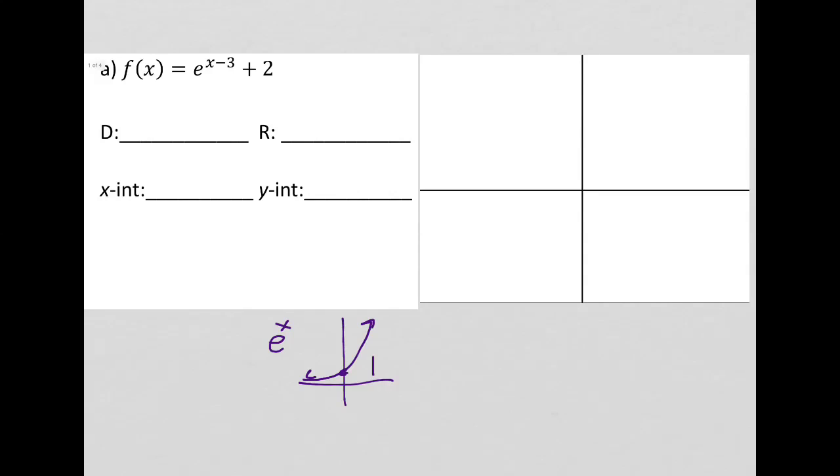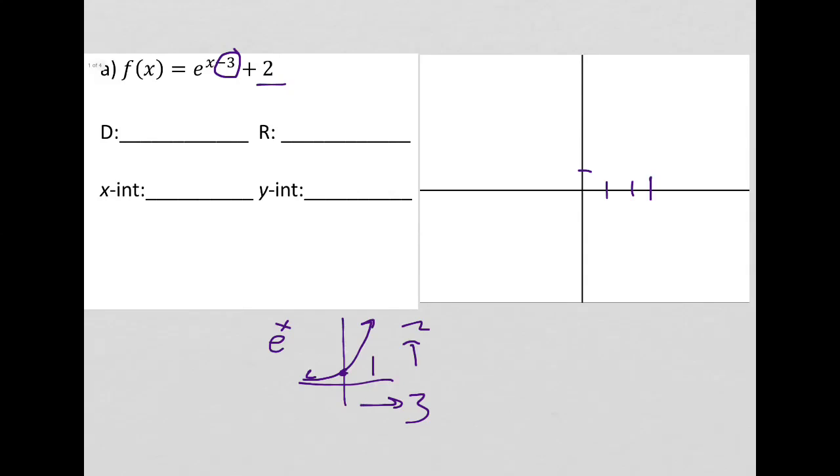So if you think of these transformations, that minus 3 right there in the exponent is going to shift my function to the right 3. So let's mark 1, 2, 3 like that. And that plus 2 is going to shift everything up 2. So I am right 3 and up 2.